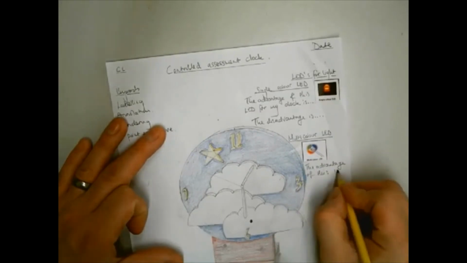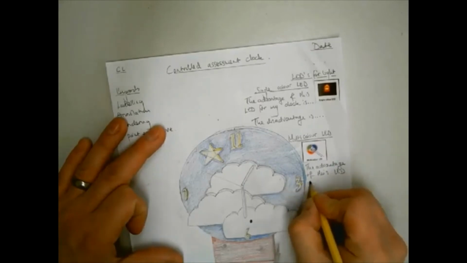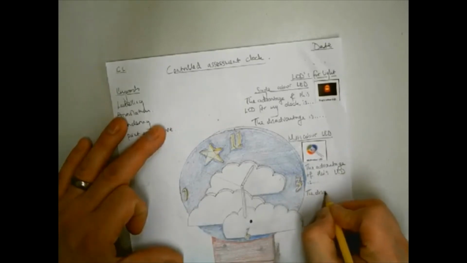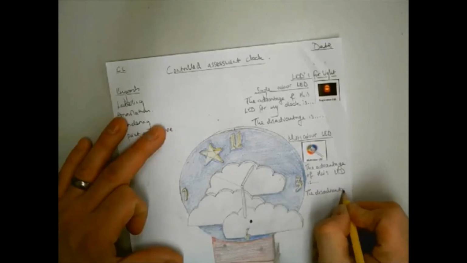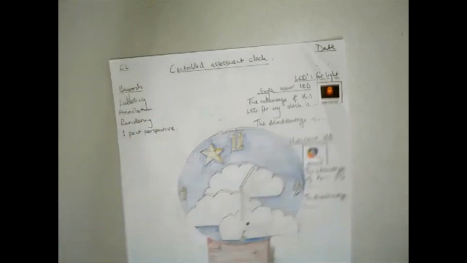For example, the multicoloured effect would suit the sky design because it looks like a rainbow and will fit in well with the theme. Make sure you also give a disadvantage of the multicoloured LED, such as the multicoloured LED is more expensive, which will push up the price of the clock for people to buy. This might mean that children can't afford the clock and they are the target market.